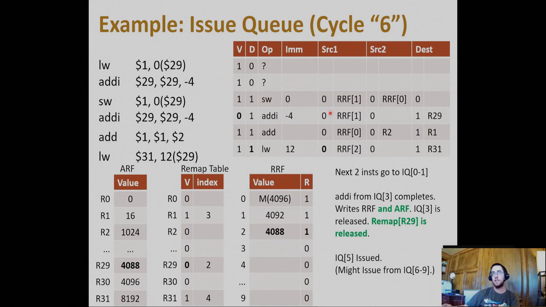The add I here completes. It will write to the architectural register file and to the rename register file because its pending bit for its destination is 1, so it knows it should update R29. And so it updates R29. It writes to the rename register file indexed by 2, but then it frees the remap entry for R29 because R29 is no longer remapped. R29 is no longer renamed because R29 has been updated with its current value, so you can get the current value of R29 from the architectural register file.